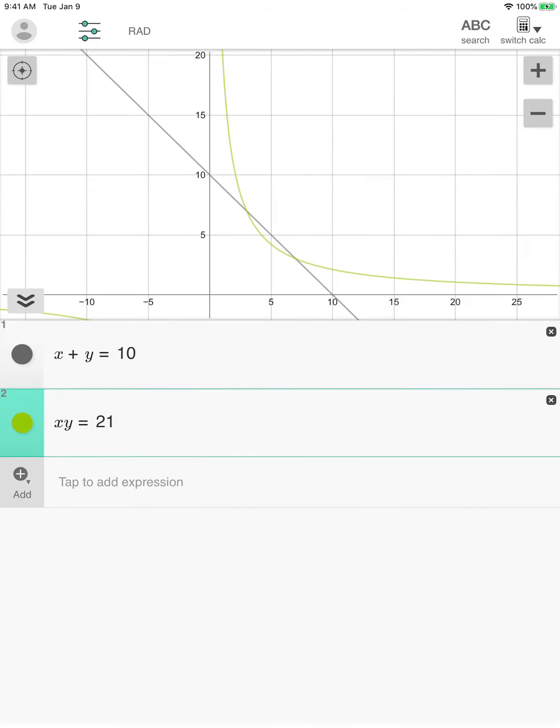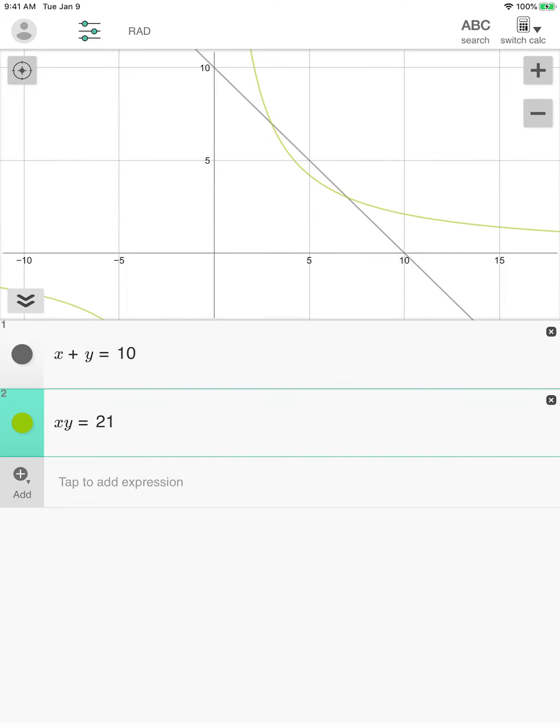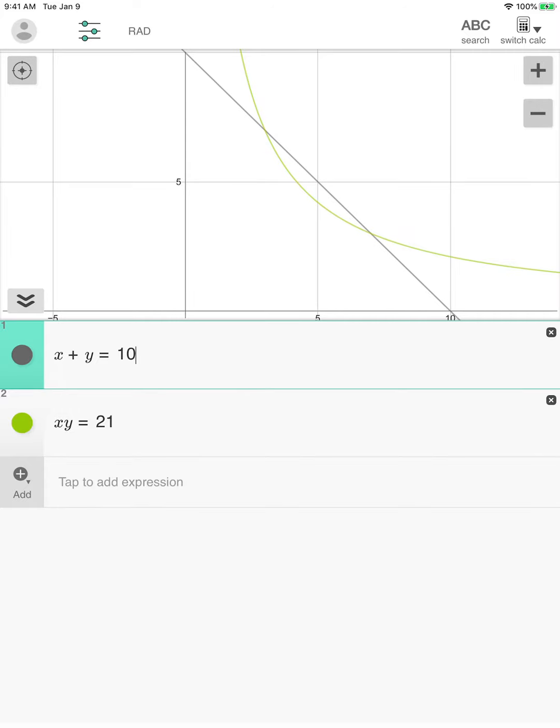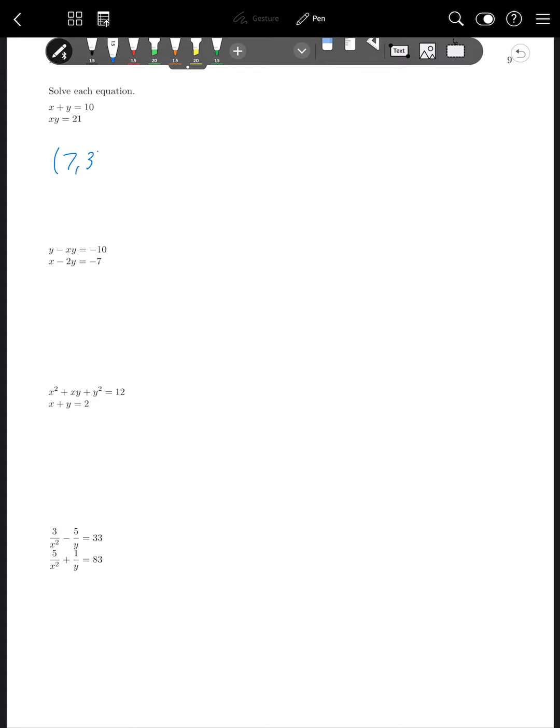And if I look over here, I can zoom out a ways, but if I look over here, I should be able to get the intersection points just like we did before. So 7 comma 3 and 3 comma 7. Okay, 7 comma 3 and 3 comma 7.